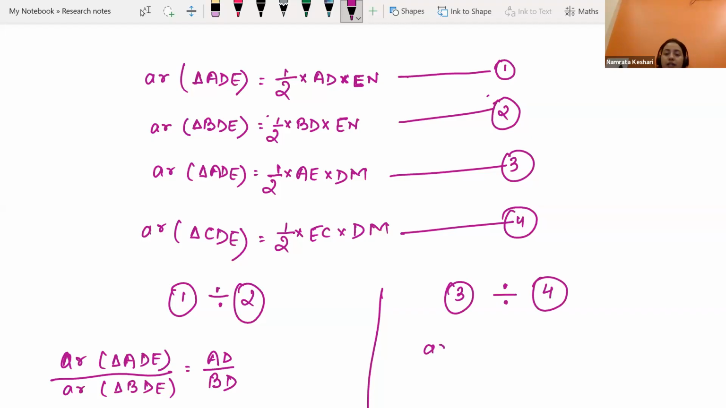So we'll be writing area of triangle ADE divided by area of triangle CDE, and directly we'll be writing C D M, D M gone, 1 by 2 gone, and we are just left with AE by EC.